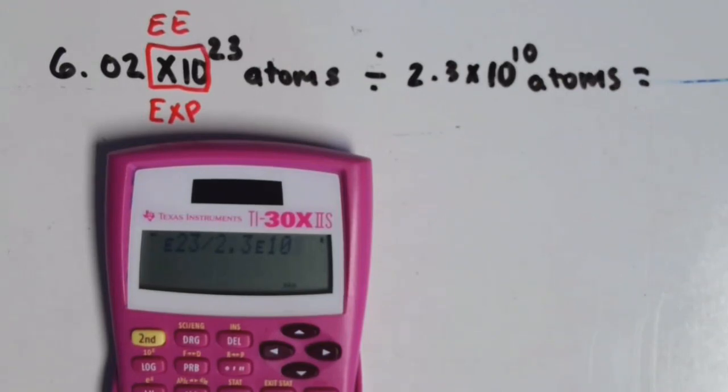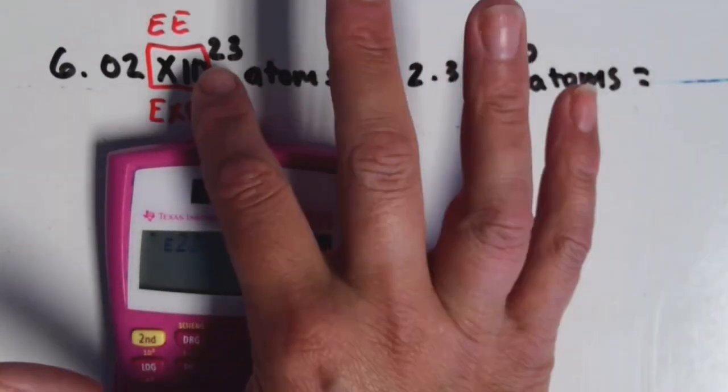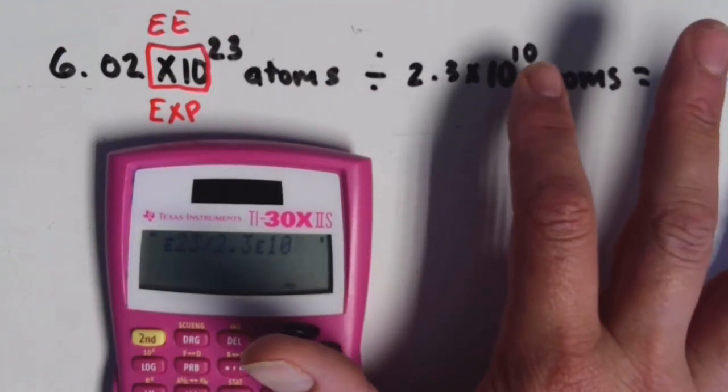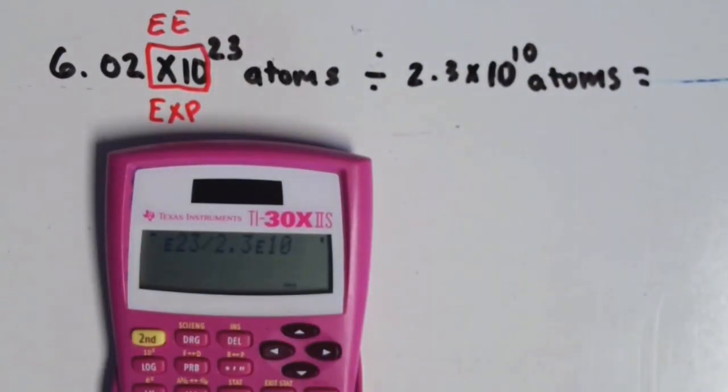Now when you divide, remember that it's like subtracting your exponent. So we should be around an exponent of 13. If it's off, it's because the base number decimal had to move a little bit. All right, but look, it came out exactly to 13.